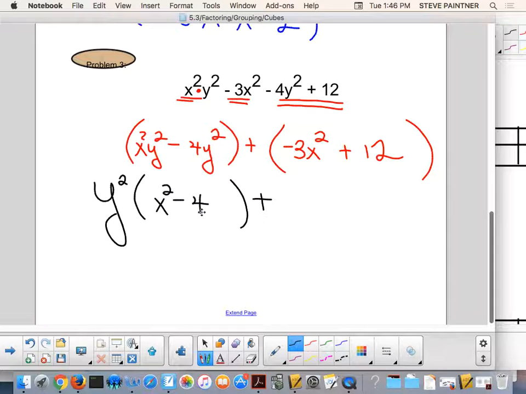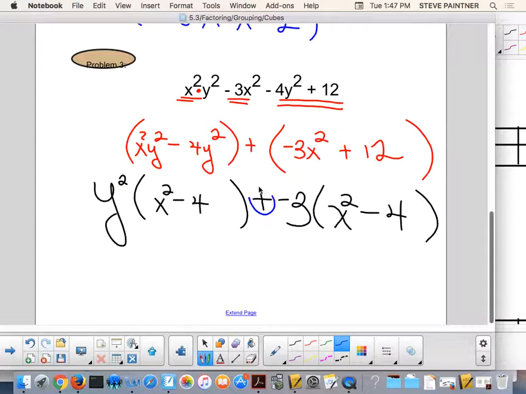X squared minus 4. The next grouping, take out what? Negative 3. And what's left? X squared minus 4. And then every time you do this, once you take out the GCF, you should look and go, they better have something in common, each factor. Now this is a factor, y squared times this. Negative 3 times this. Sorry, these are terms. Each term shares what? What's the commonness in both?